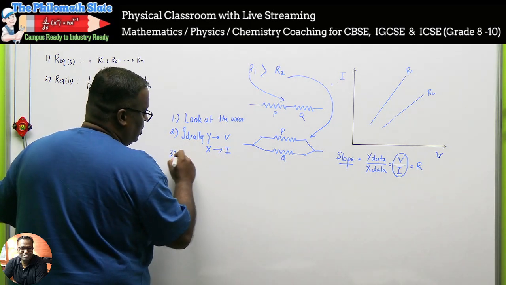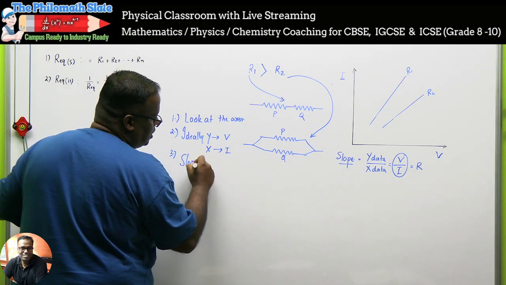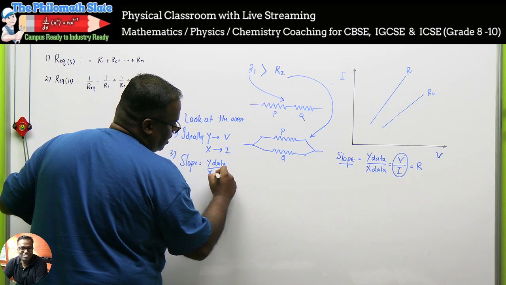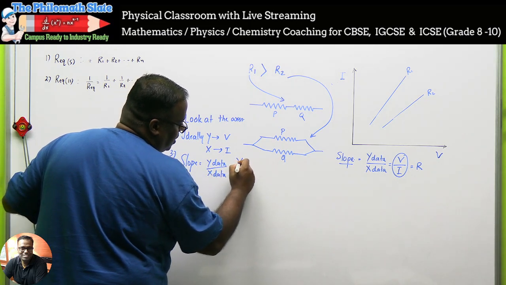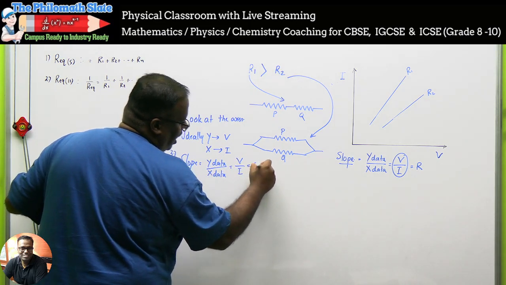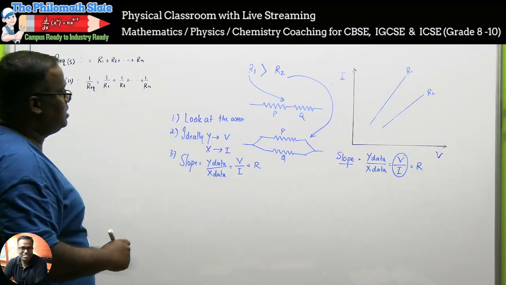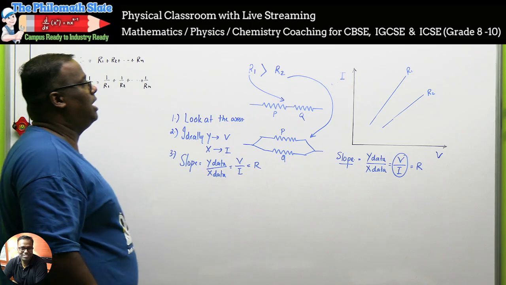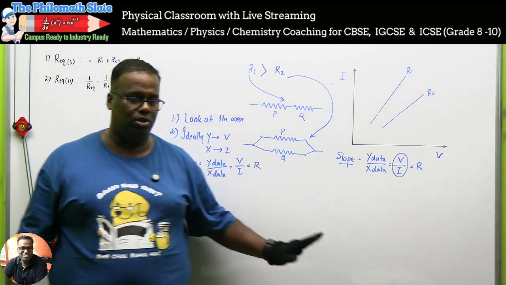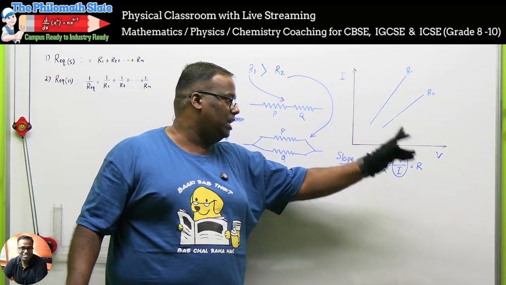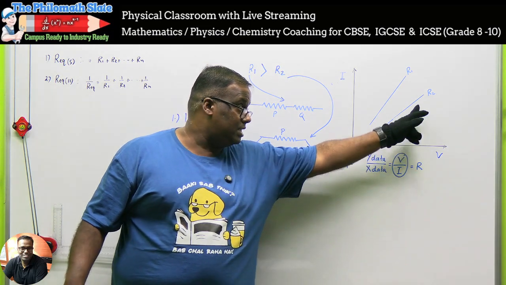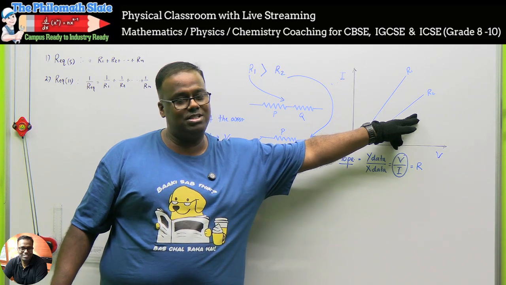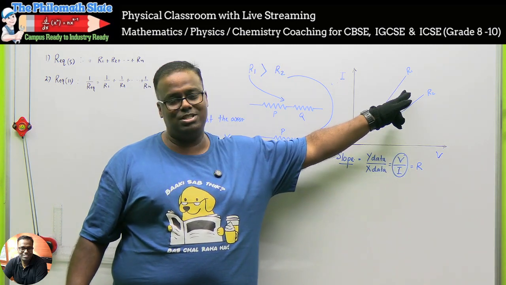Because we know slope is always equal to Y data upon X data. And then only it will become V upon I, which will give you R. If it is reverse, then it will be inverted. Ideally, look at the axis and don't immediately jump to your conclusion. So that means if this is I and this is V, the higher resistance is this one. This one represents series, this one represents parallel.